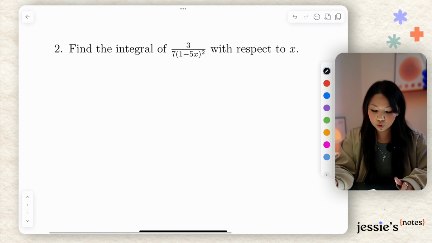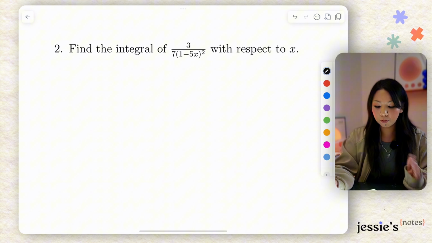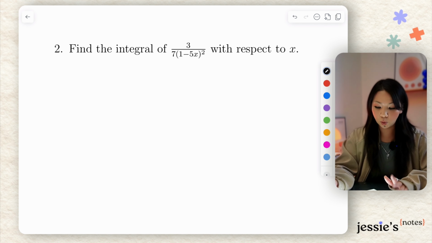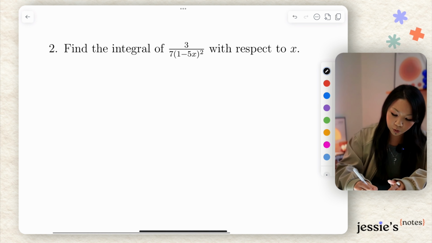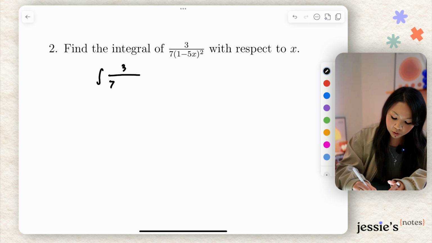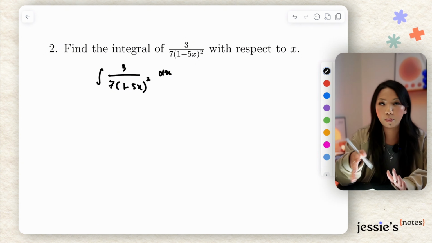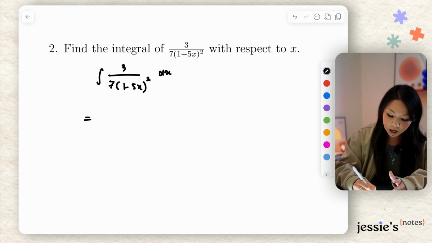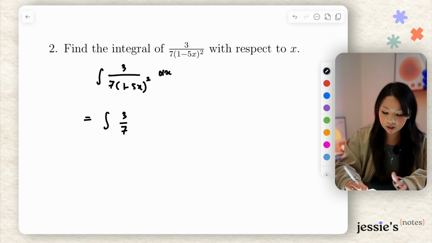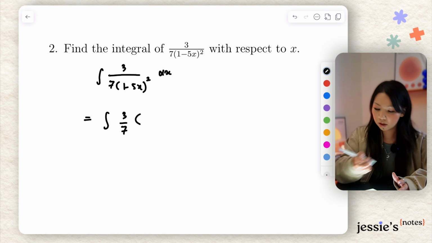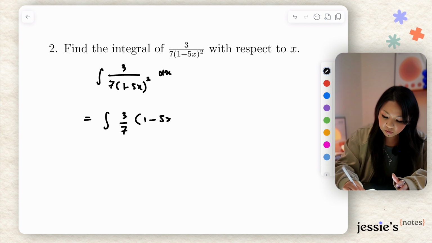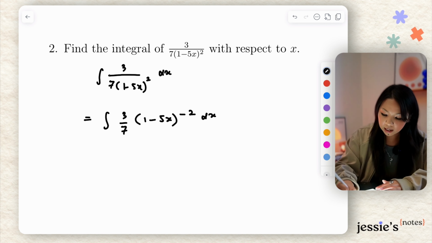Next, question 2. Find the integral of 3 on 7, (1 minus 5x) all squared, with respect to x. First thing I want to do is make sure this is in a form that is actually integratable. And whenever x is on the bottom, chuck that guy back up at the top. So I'm going to rewrite this as 3 on 7, just writing the constant next to the bracket, (1 minus 5x) to the power of negative 2 dx.